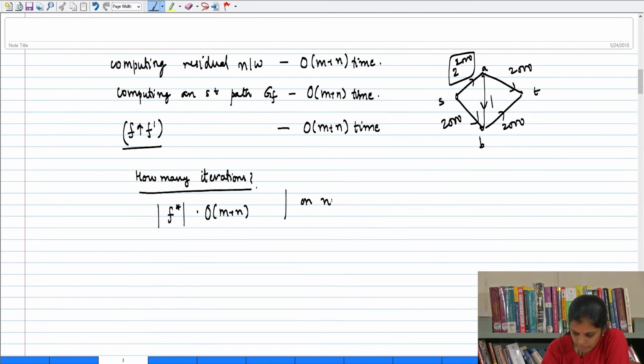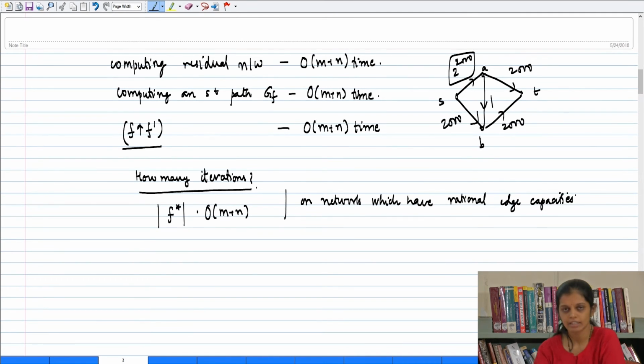networks which have rational edge capacities, we are actually treating even a special case which has integral edge capacities, and we have been saying that all the flows that we compute by the Ford-Fulkerson method are going to be integral flows. So as long as we are under that restriction that we have integer or rational capacities, we are still okay. The Ford-Fulkerson method is always going to terminate, and it will terminate in value of f star times order m plus n many iterations, right?